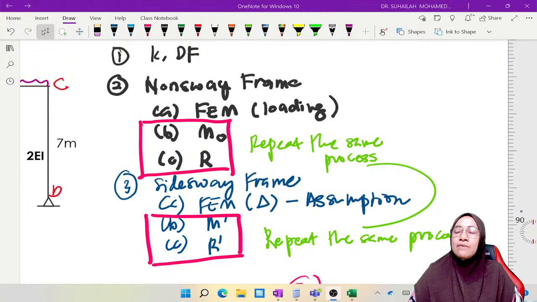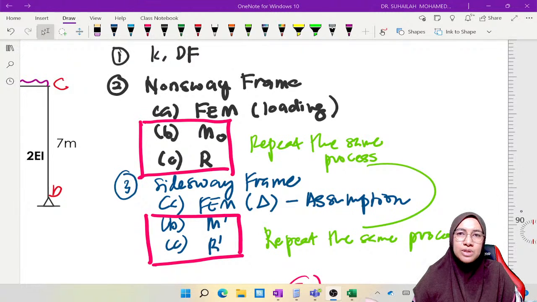After we stop distribution, we have to sum the total moment in the table. We start with FEM, we sum all the moments until the last distribution. Then after that we will use the moment in the table in order to calculate the R value, the restraining force.